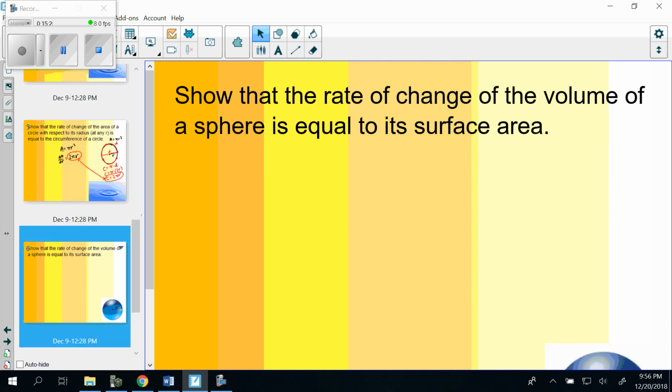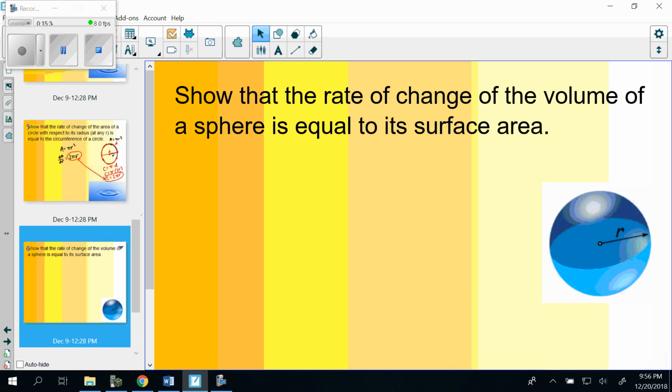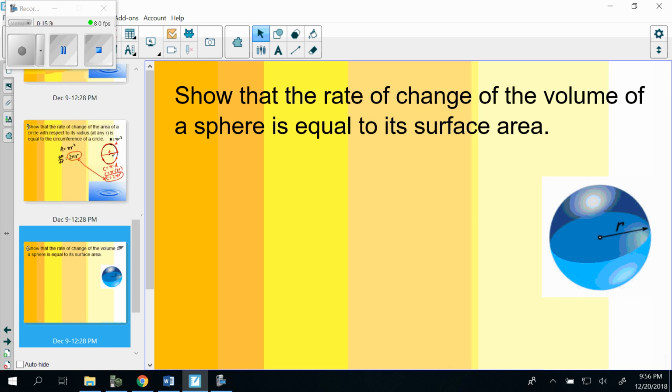All right, one final one. Show that the rate of change of the volume of a sphere is equal to its surface area. So if we have a sphere with a radius r, what is its volume going to be? What I want you to do here, see if you can think of it in your group, or if you can't think of it, look it up. What is the volume of a sphere? So pause the video if you need a moment.